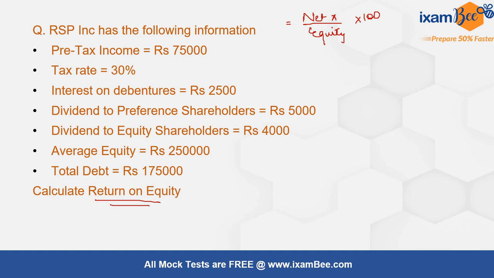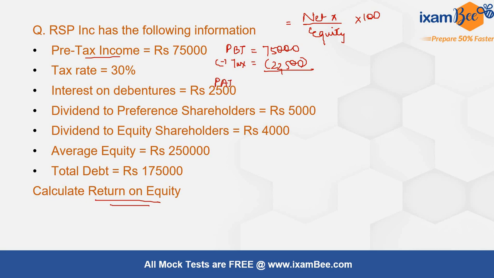What are you given? The component given is PBT, pre-tax income. It is not PBIT, it is just pre-tax income. Had the question given you profit before interest and tax, only then we would have taken it as PBIT, okay? So PBT is 75,000. Your tax rate is 30%. So tax would be 30% of 75,000, which is how much? 22,500. So when you deduct tax, what will you get?